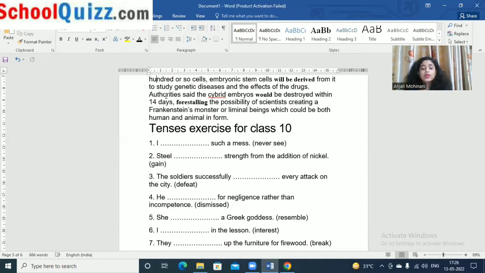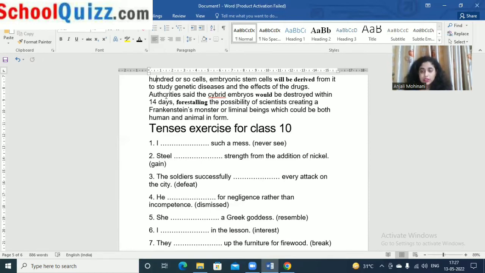Okay, first: I dash such a mess, never sees, the verb. Steel dash strength from the addition of nickel. Gain, that is the verb. The soldiers successfully dash every attack on the city. Defeat. He dash for the negligence rather than incompetence. Dismissed. She dash a Greek goddess. Resemble. I dash in the lesson. Interest.